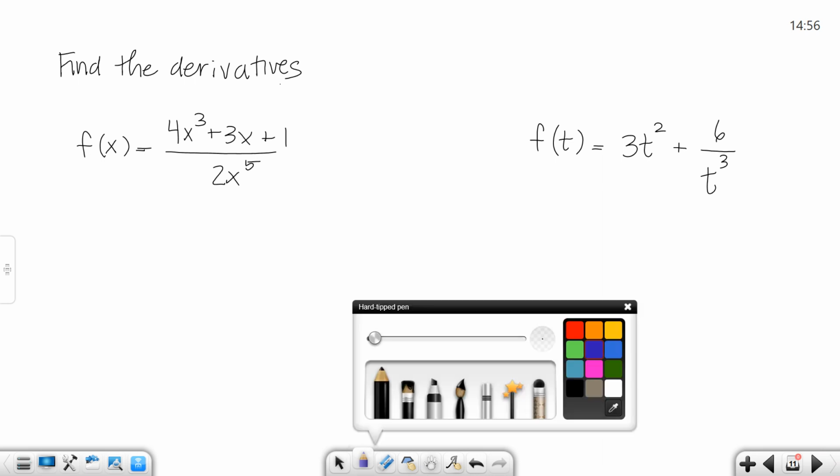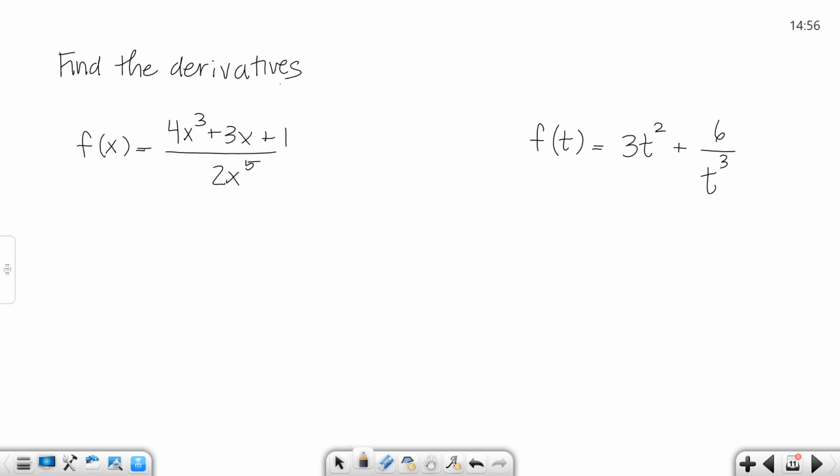Okay, on this next one, you have the f of x here. f of x equals 4x cubed plus 3x plus 1 all over 2x to the 5th. You are welcome to use the quotient rule: low d high minus high d low over low squared. But you can also simplify using algebra. Either way works just fine. The algebra way is a little bit easier.